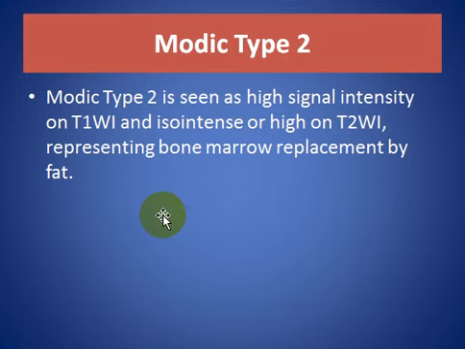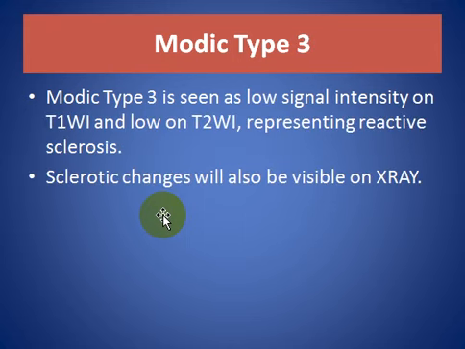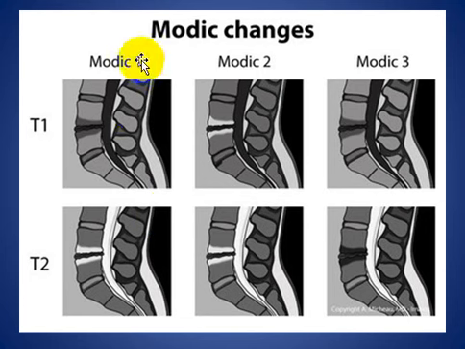Type 2 represents fatty yellow changes, and it is distinguished with increased signal intensity in T1 and T2. And type 3 represents a replacement of bone with bony sclerosis with little residual marrow, and the sclerotic changes will be visible on the X-ray, and it has low signal intensity on T1 and T2. And here, this is the summary of the Modic changes.